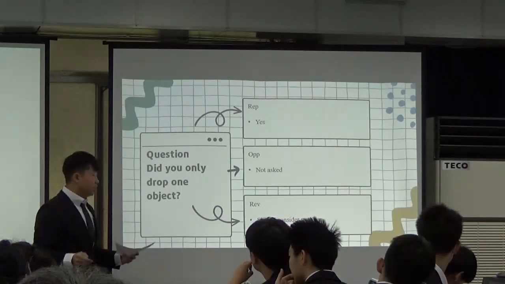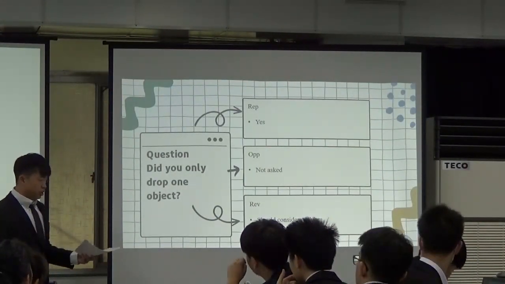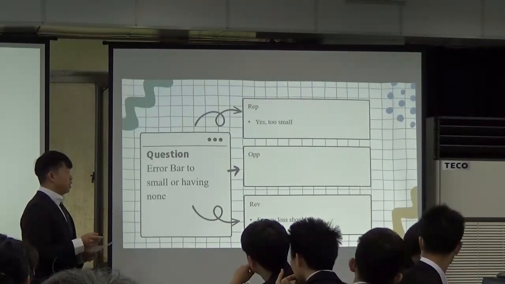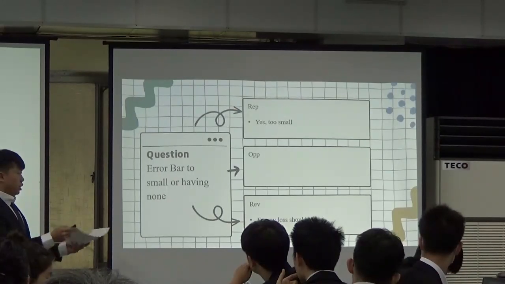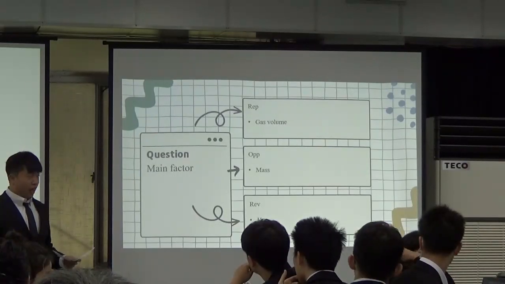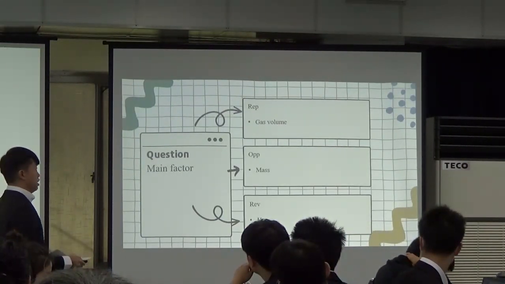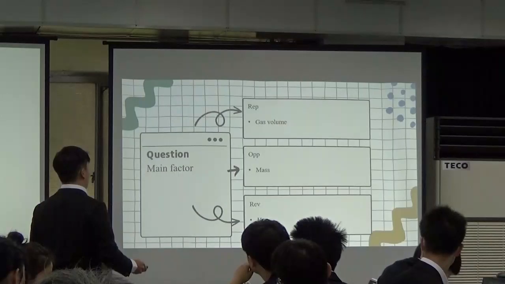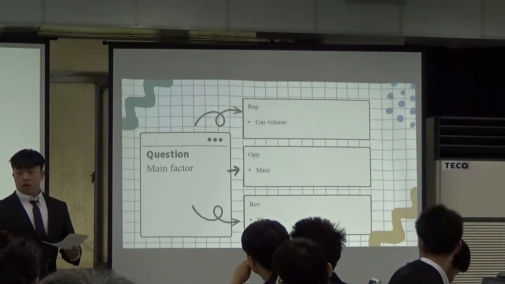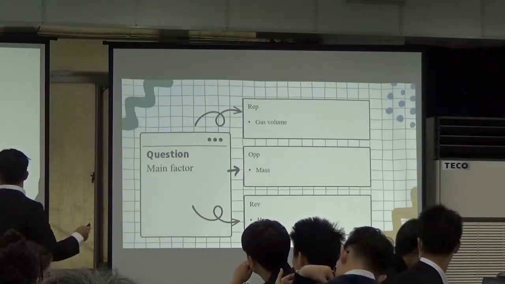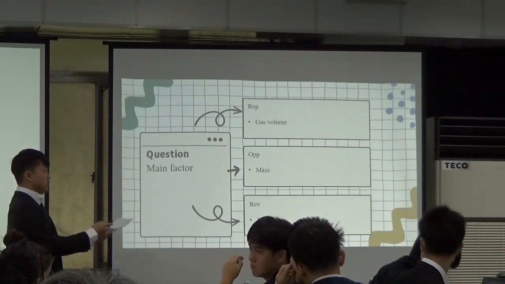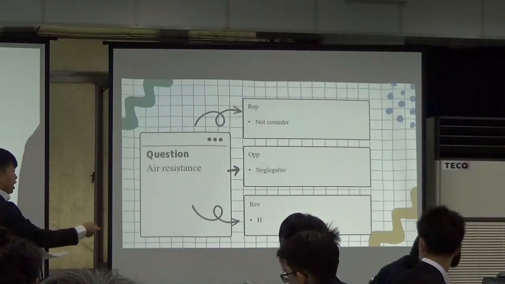I didn't ask the opponent. And then the reviewer thinks that they should consider the problem statement. Also, the error bar is too small or there is none, and the reporter thinks the error bar is too small, and energy loss should be 25. So I also asked about the main factor of this experiment. The reporter thinks it's the gas volume, the opponent thinks it's the mass, and the reviewer, I think it's the release height, because I did normalization, and then the analyst told me that release height is the biggest factor.